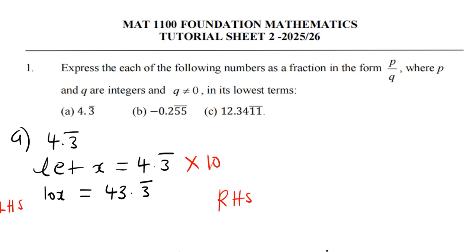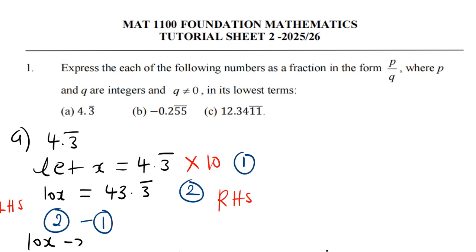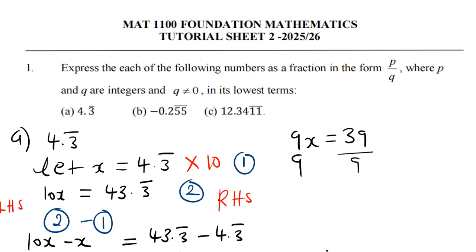Therefore, I'm going to have 43.3 repeating. Okay, now I'm going to name this one as equation number 1, this one as equation number 2. Then I'm going to subtract equation number 2 minus equation number 1. So in this case, we have 10x minus x is equal to 43.3 repeating minus 4.3 repeating. On my left hand side, 10x minus x will give us 9x. This will be equal to 43 minus 4, that is 39. Then I divide by 9 on both sides.